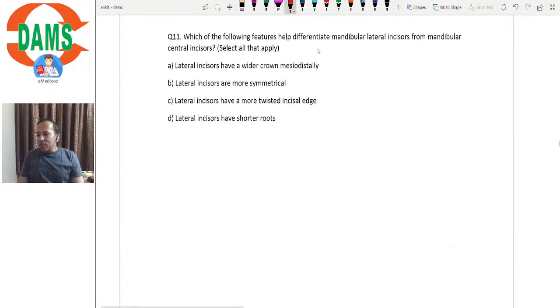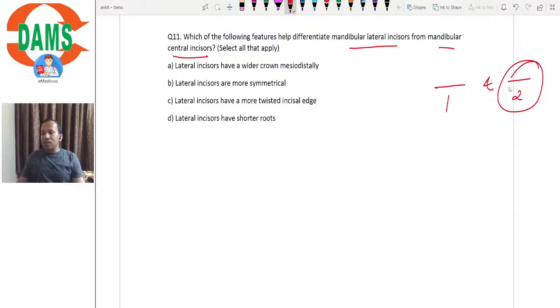So which of the following features help differentiate mandibular lateral incisors from mandibular central incisors? Now you have to differentiate between central and lateral. So we have to look at the features of the lateral incisor. Lateral incisors have a wider crown mesiodistally. Lateral incisors are more symmetrical. Lateral incisors have a more twisted incisal edge, and lateral incisors have a shorter root. Which of these options correctly describe the difference between the lateral and central incisors? So what is option A saying? Lateral incisor has a wider crown mesiodistally.